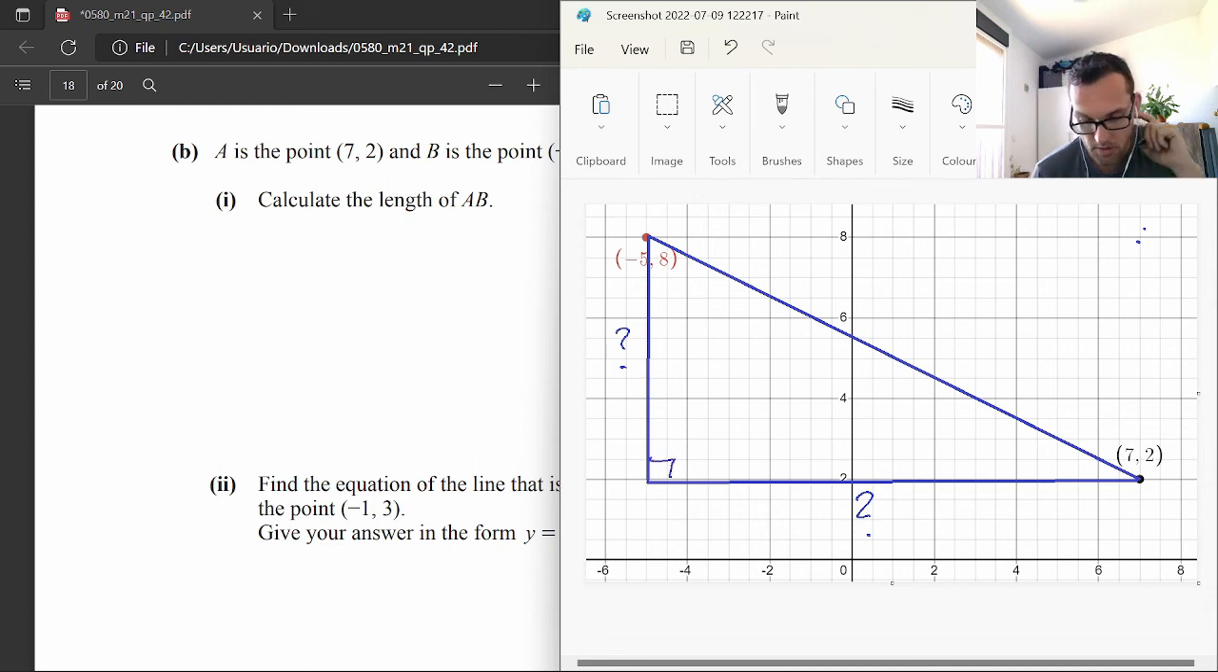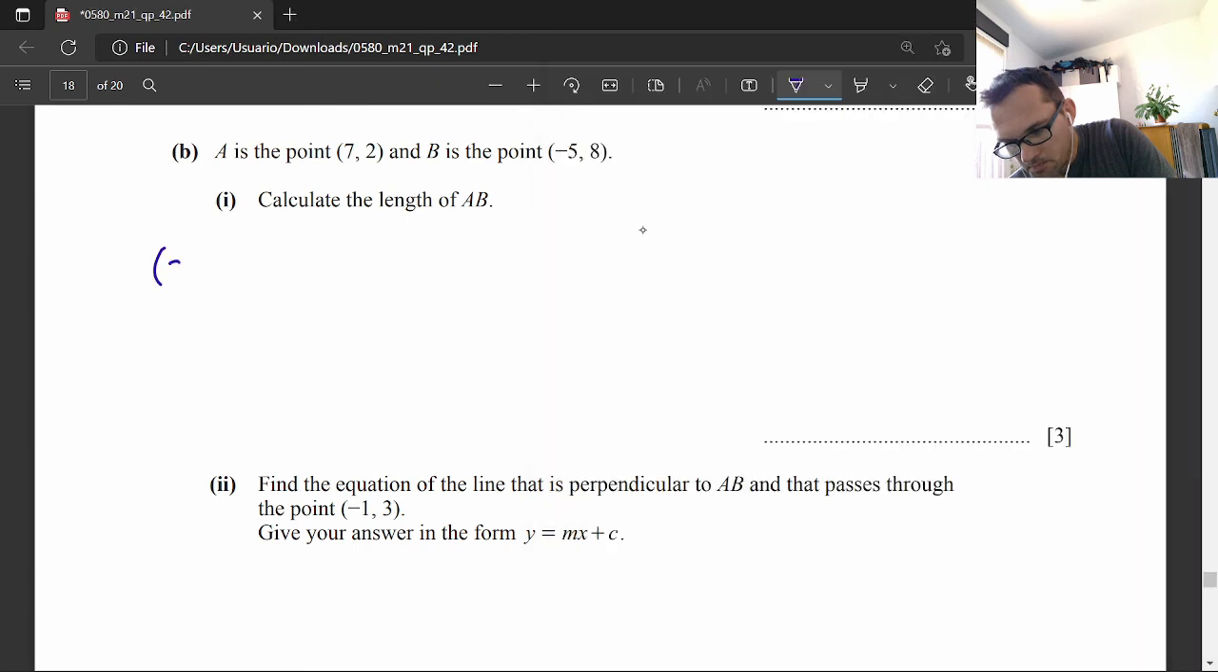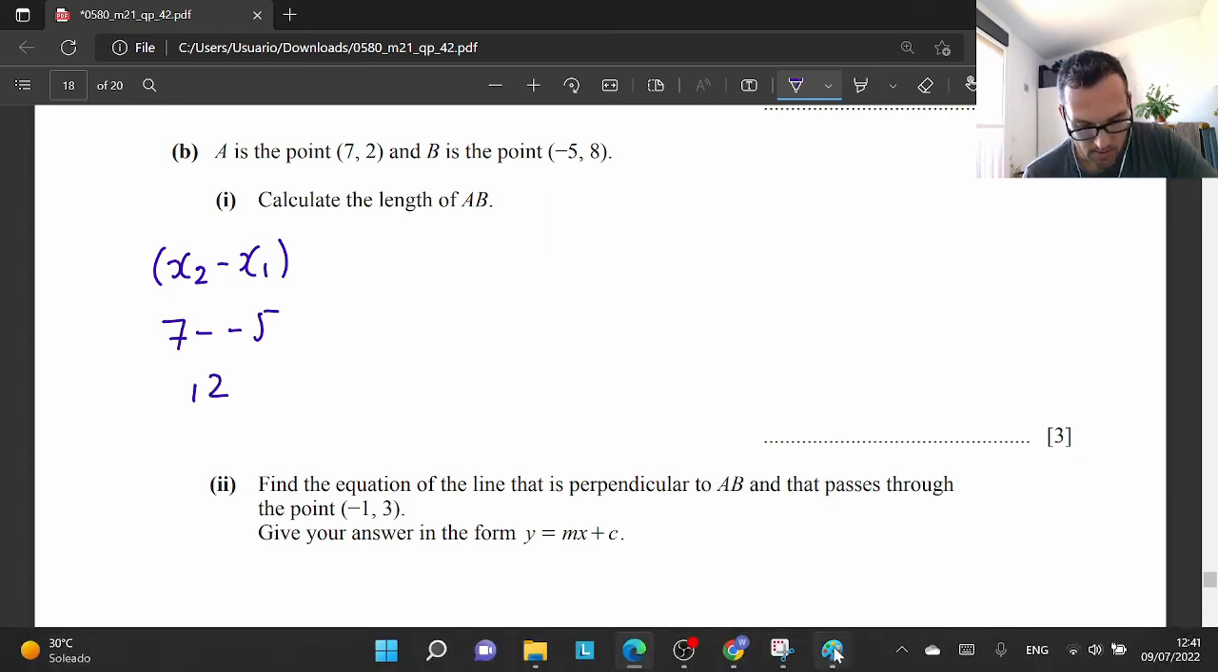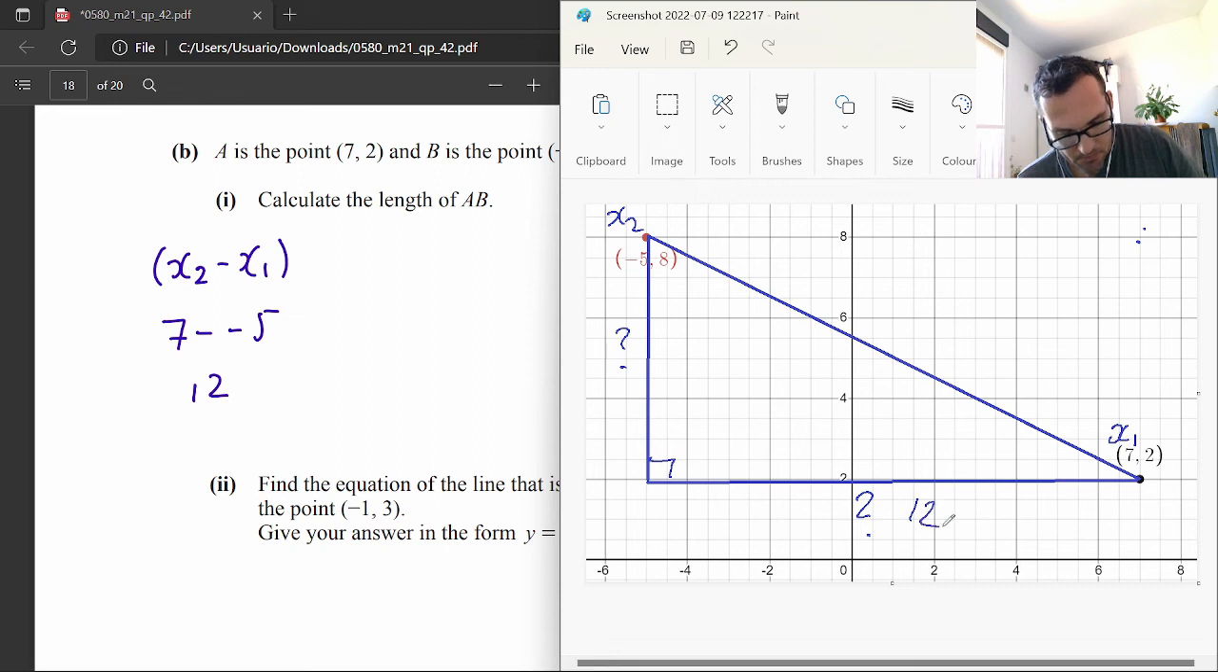Right angle triangle, we use Pythagoras. Okay, so to find the length on the x-axis, we need to subtract the two x values, right? So that we can call this x1 and that's x2. So the length of the line would be x2 minus x1, which in this case will be 7 minus minus 5, which will give us 12. All right, so that gives us the length here, 12.